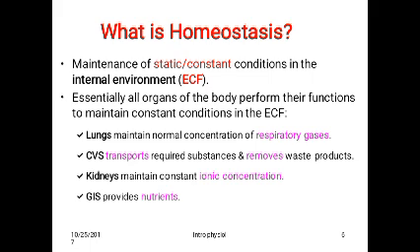Lungs maintain the normal concentration of respiratory gases. The central nervous system transports required substances and removes waste products. The cardiovascular system transports required substances and removes waste products. Kidneys maintain constant ionic concentration. The GIS provides nutrients. GIS means gastrointestinal system.